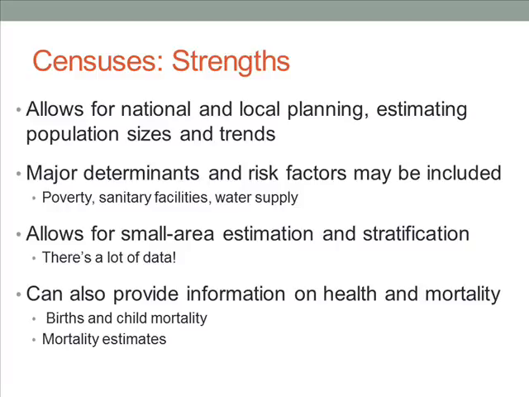Census allows for national and local planning, estimating population sizes and trends. Major determinants and risk factors, such as poverty, sanitary facilities, and water supply, may be included. It allows for small area estimation and stratification. There's a lot of data. Census can also provide information on health and mortality, births and child mortality, and crude mortality.